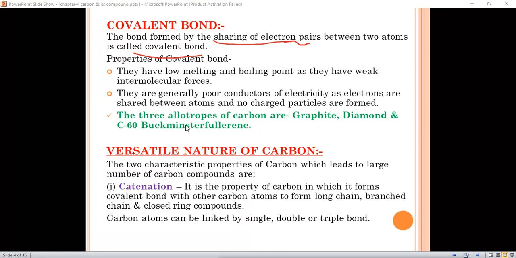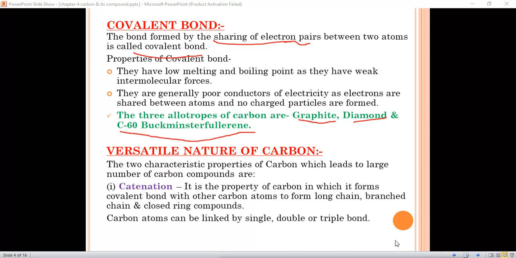Okay. We have 3 allotropes of carbon also. 3 forms of carbon, that is graphite, diamond and C60 Buckminster fullerene. Graphite is a very good conductor of electricity in spite of being a non-metal. Diamond is the hardest known substance and C60 Buckminster fullerene is in the shape of a football.